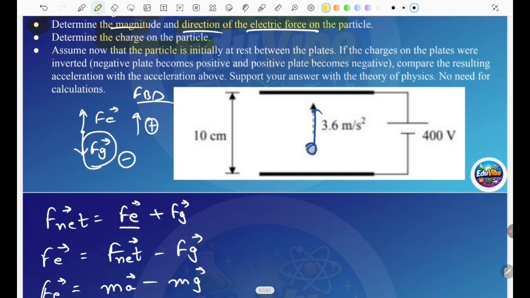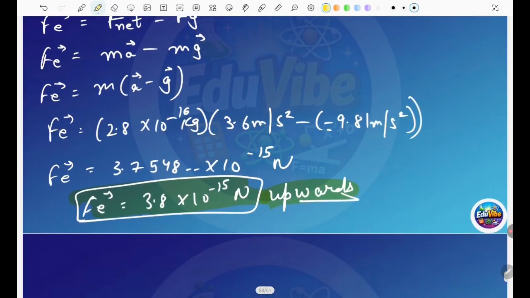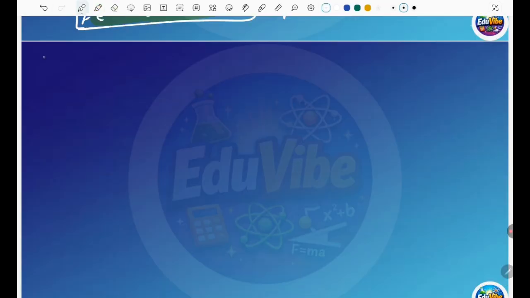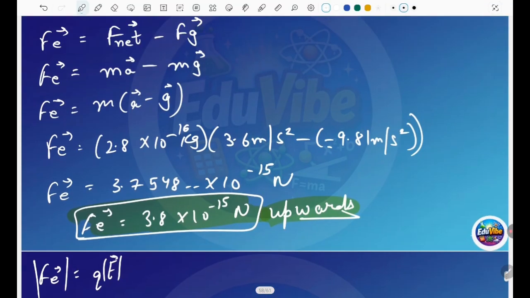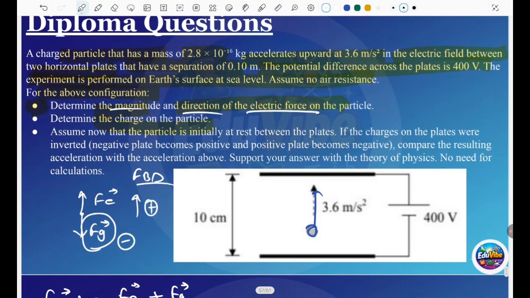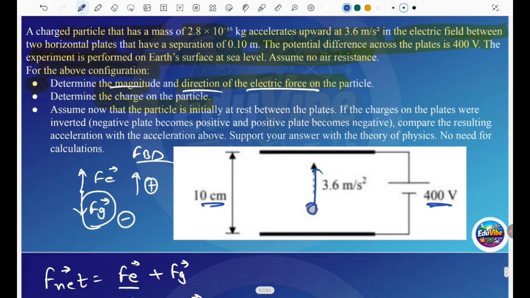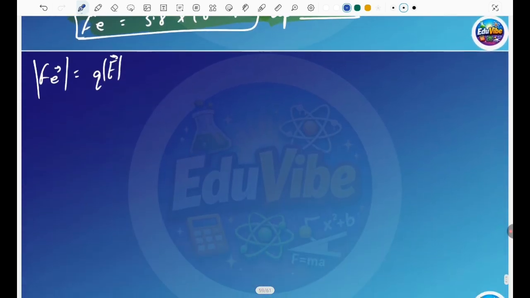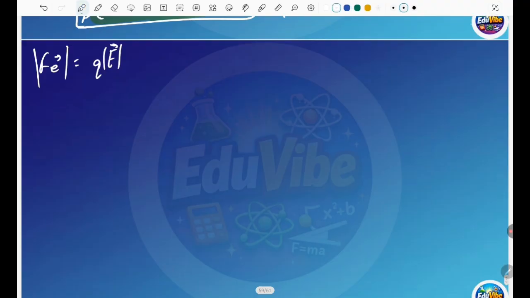For the second part, we have to determine the charge. So charge is very easy to find now because we have Fe now. So Fe is equal to what? Q times electric field. But we don't have electric field directly. But we have delta V and delta D. So from those two things we find the electric field and then multiply this by the charge. The charge we have to find, so we need the electric force. So simple thing, electric field is equal to delta V upon delta D.